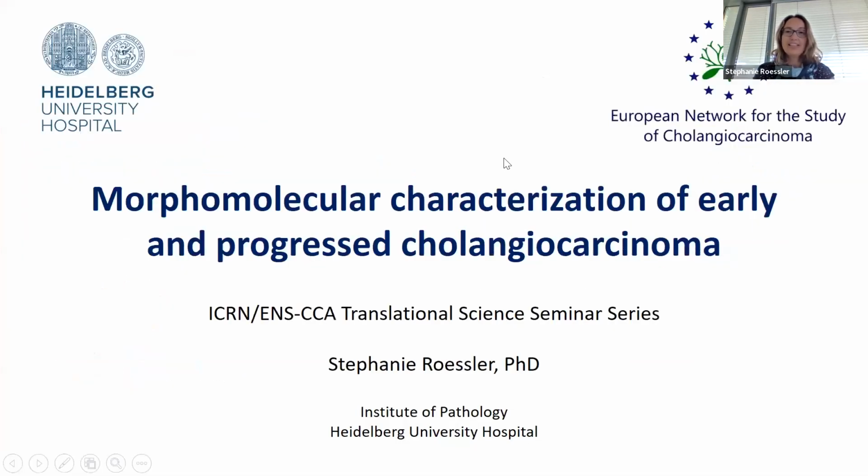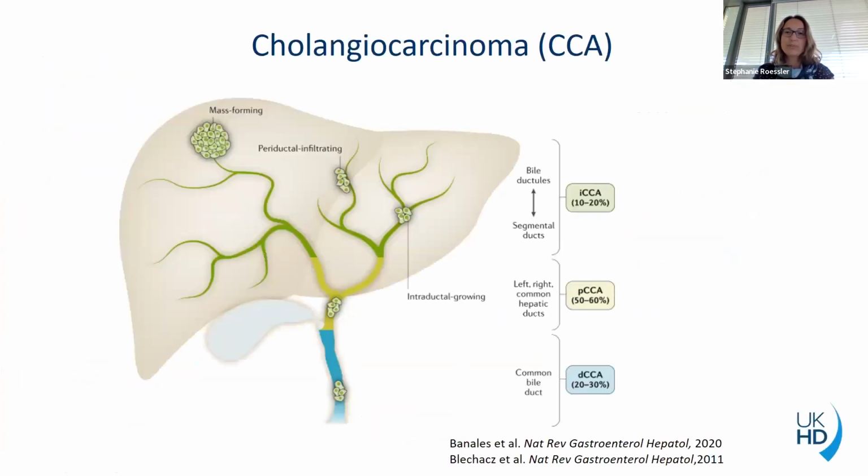I'm also a member of ENSCA, and I'm really honored to be part of the molecular classification group within ENSCA. Today I will mainly focus on different characteristics of cholangiocarcinoma. Very briefly, we are mainly focusing on intrahepatic, perihilar, and distal cholangiocarcinoma. So we are separating the CCA groups into the anatomical localizations.